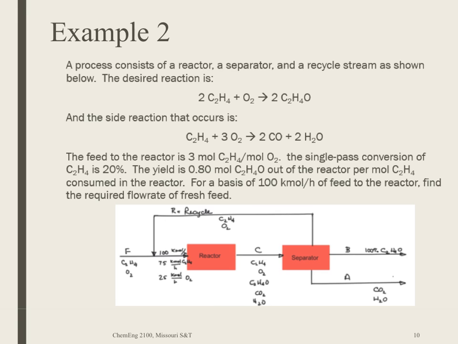These then go to a separator that perfectly separates the streams out to raw materials, C2H4 and O2, or the product, C2H4O, or the waste materials, CO2 and H2O. So this is going to be the system that we want to analyze, and we want to find the required flow rate of fresh feed for this system.